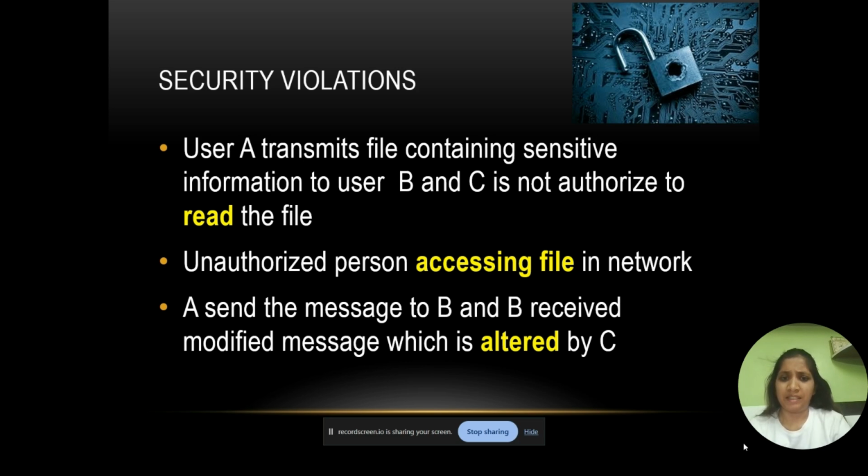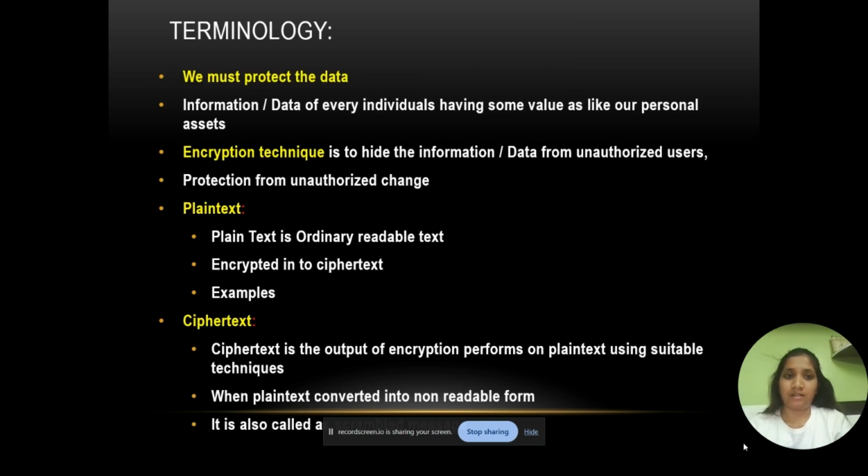Third example, message modification, that is a data integrity violation. Imagine user A sends a message to user B, but before it arrives, user C intercepts and modifies the message. So user B receives an altered message, leading to potential miscommunication or fraud. This violates data integrity because the original information was changed. For example, a hacker intercepts an email from the CEO to the finance team, modifies the bank account details, and steals the company funds. The next terminologies we'll be seeing are encryption techniques, plain text, and ciphertext.